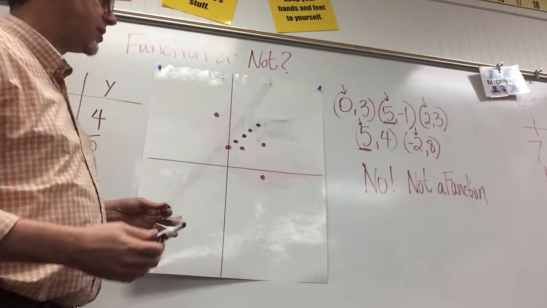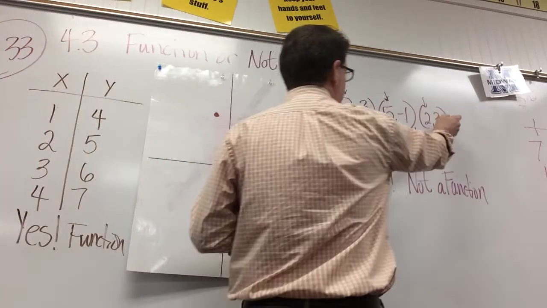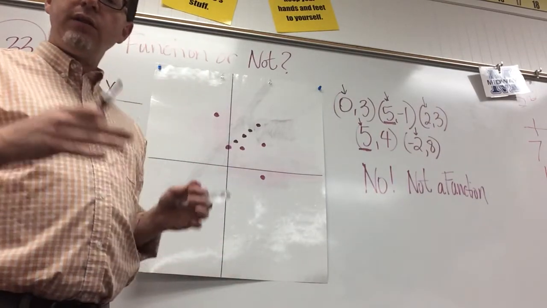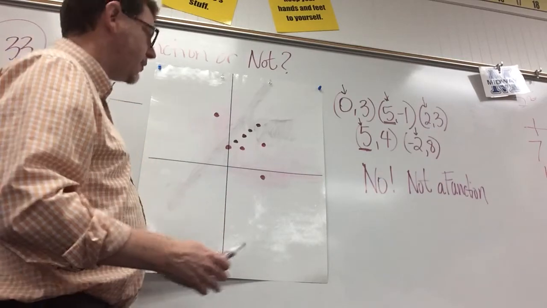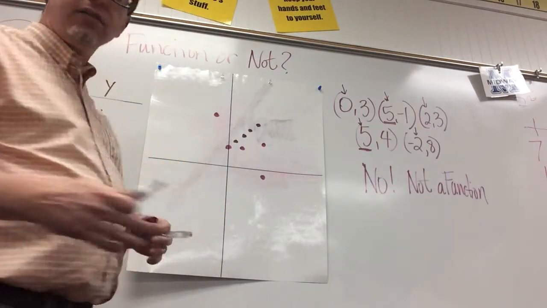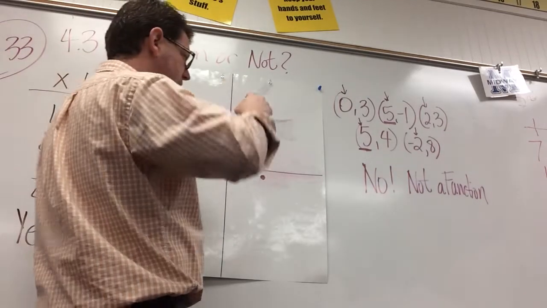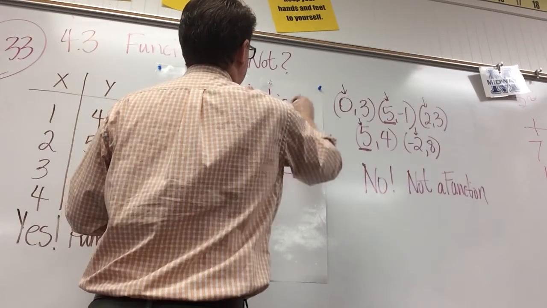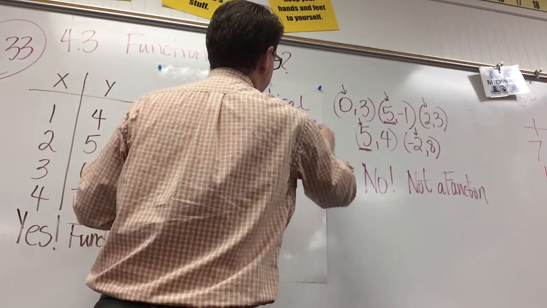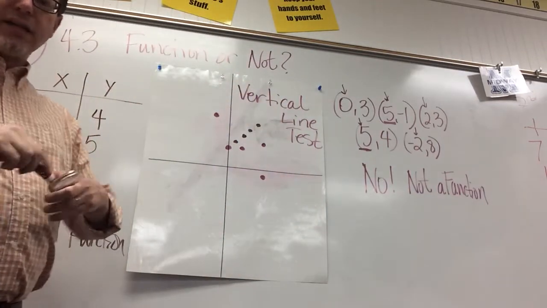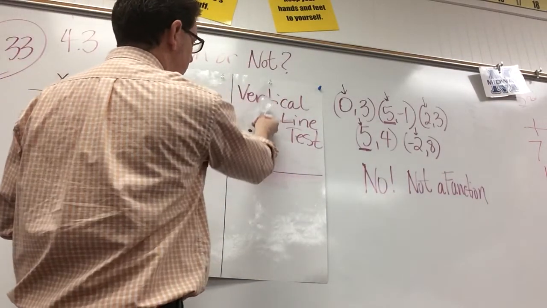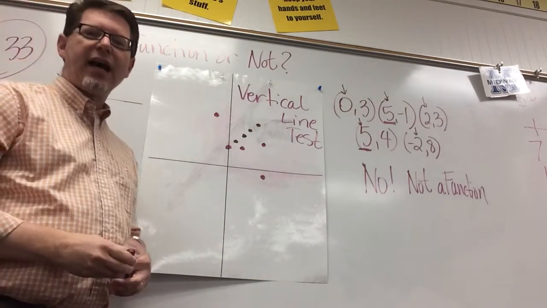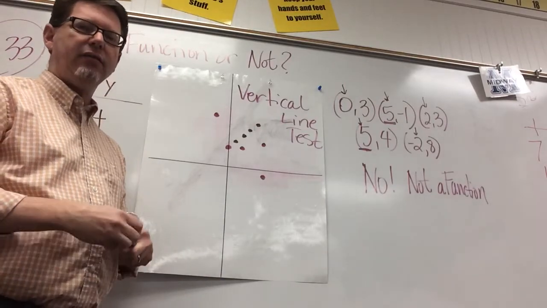Now you might be saying to yourself, but Mr. Cohens, the 3 repeats in the y. That doesn't matter either. It only matters if something repeats in the x value. Now we have this other little test that we can use, and that can only be used on a graph, and it's called the vertical line test. The vertical line test says that if I can draw a vertical line anywhere on my graph and pass through more than one point, then I do not have a function.